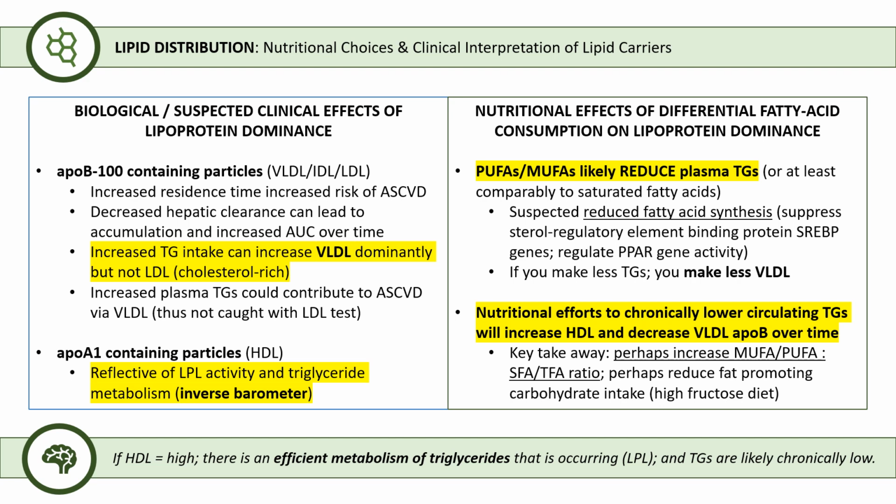What seems to be a good way to interpret HDL is as an inverse barometer of triglyceride metabolism, just as hemoglobin A1C is a barometer of glucose metabolism. The higher the HDL is, the lower the triglycerides are, which may be clinically relevant from a metabolic health perspective. Patients who have higher HDL and lower TG profiles are probably metabolically healthy from a fat metabolism perspective.